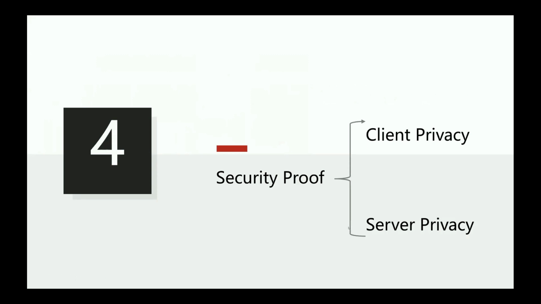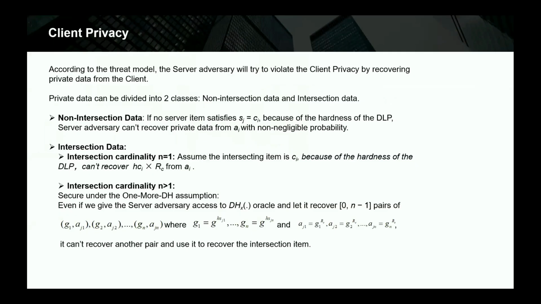The fourth section is the security proof. For the security proof, we will divide it into two parts: the client privacy and the server privacy. For the client privacy, according to the threat model, the server adversary will try to recover private data from the client. The private data from the client can also be further divided into two classes: the non-intersection data and the intersection data. For the non-intersection data, because of the hardness of DLP, the server adversary can't recover any private data from A sub I with a non-negligible probability.